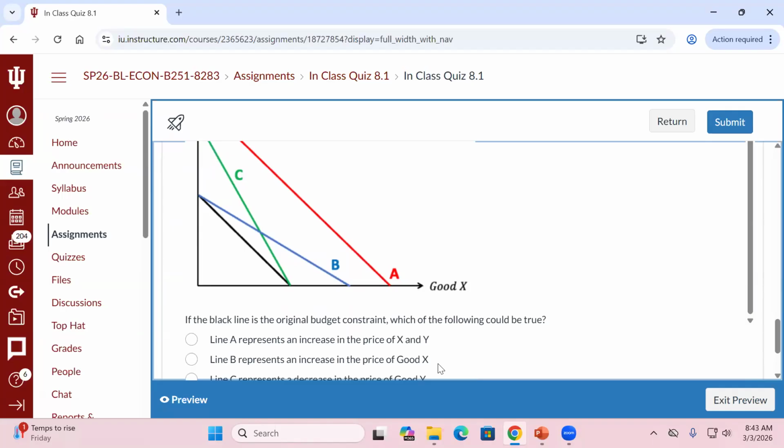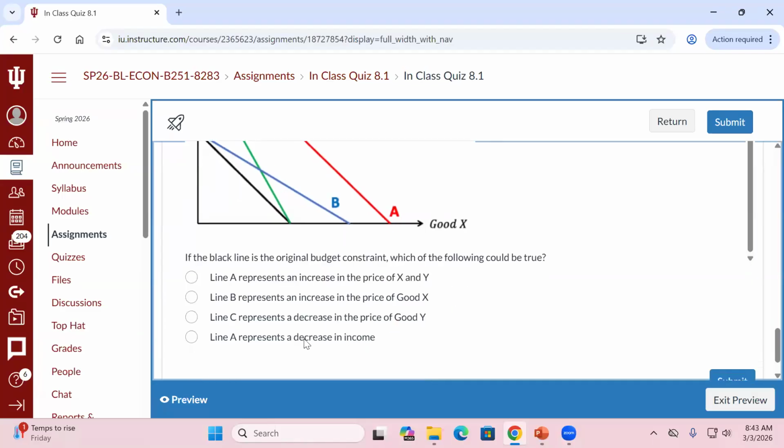What's the only way that points that used to be unaffordable are now affordable? If prices go down. So the only way I can get to line C or B or A is if I have price decreases. So right away, the only one that makes sense here is if I had a decrease in the price of good Y, I can get to line C. All of the other three things would only cause our budget constraint, our income line, to go down. And we kind of talked through this before I gave you this question. So if you're paying attention, hopefully that one wasn't too bad.